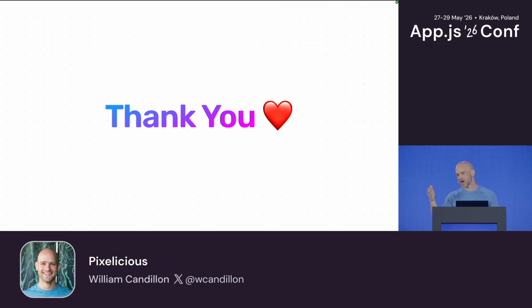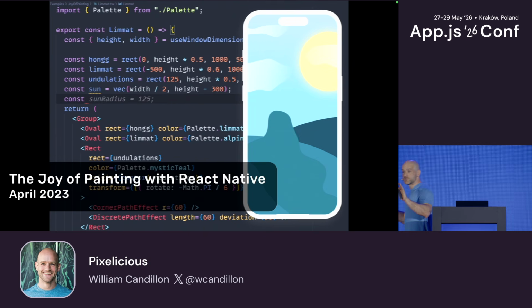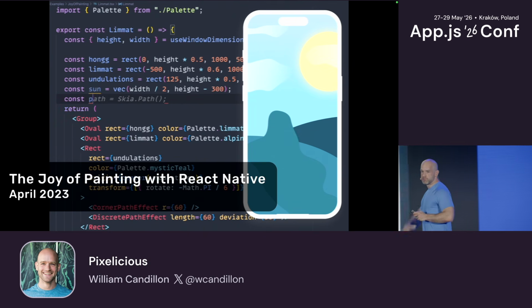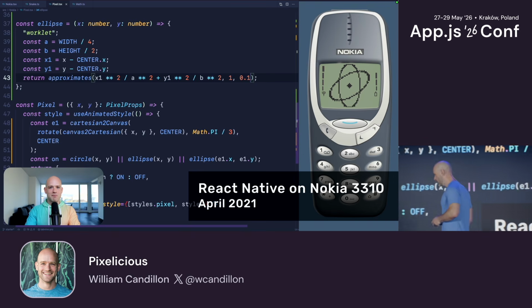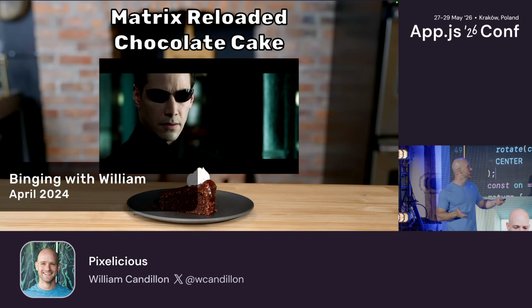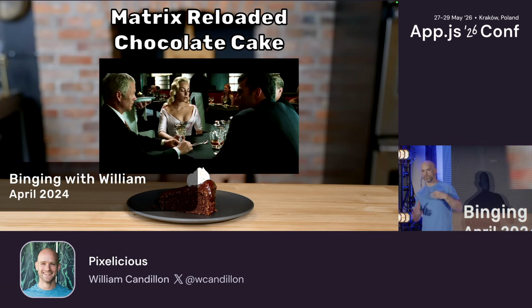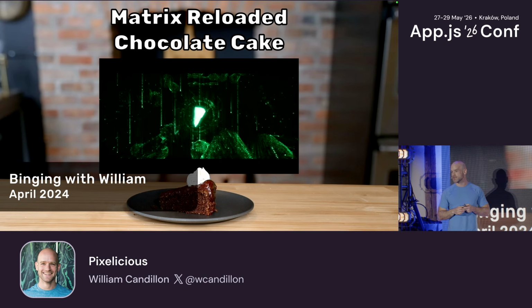Now, every April 1st, I like to make an April Fool's video. It's always a joke, but I always put a technical nugget within the video. 2 years ago, I made a Binging with Babish parody, where I wanted to build a 3D cake slice using React Native Skia.